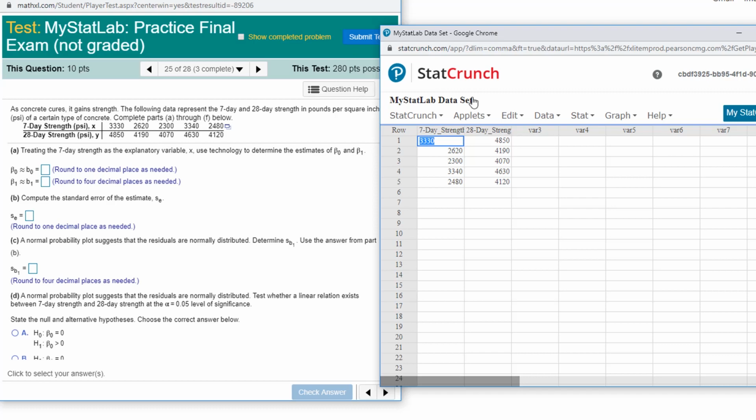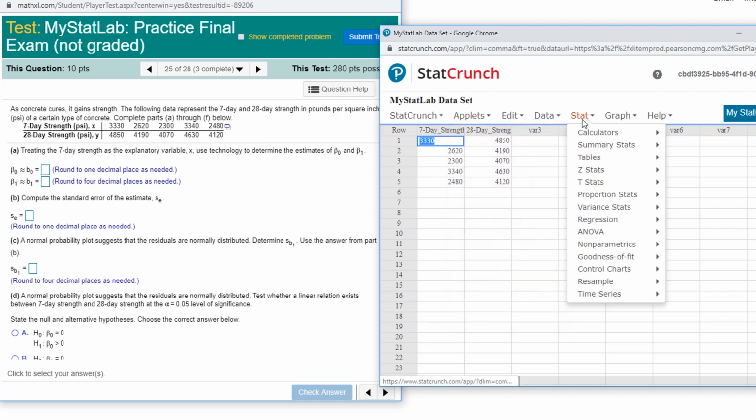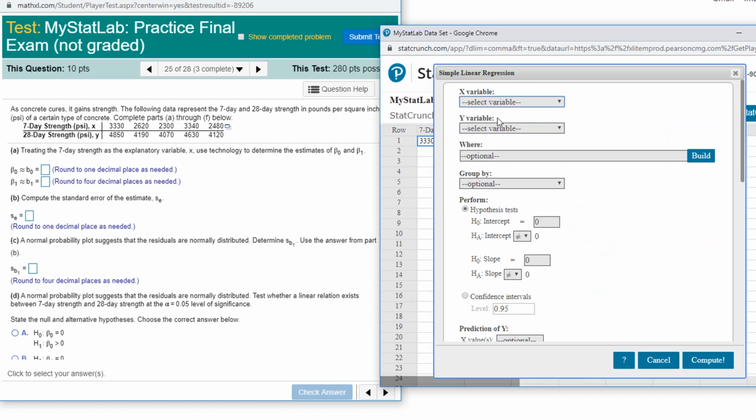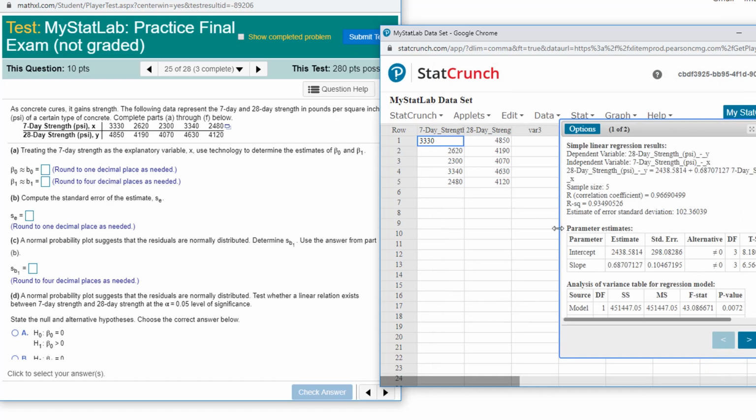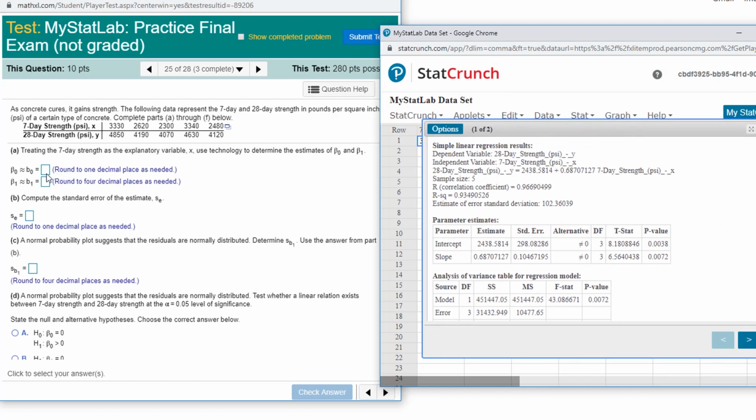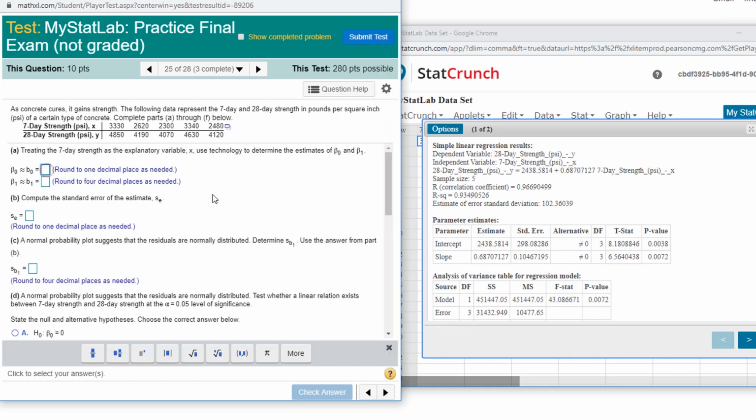I'm first asked to do another simple linear regression. My x variable is 7-day strength, and my y variable is 28-day strength. I'm just going to click compute and get my results. I want 1 decimal place for my intercept, 2438.6. But for the slope, I want 4 decimal places, 0.6871. I have to round it up. This is probably the trickiest part of it, rounding to the right decimal places.